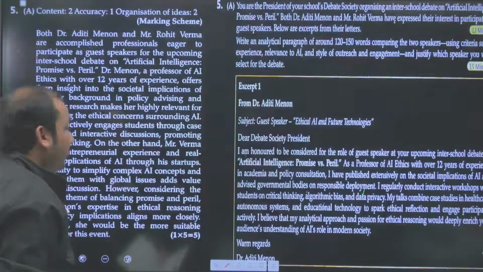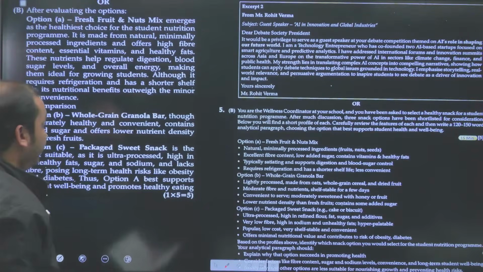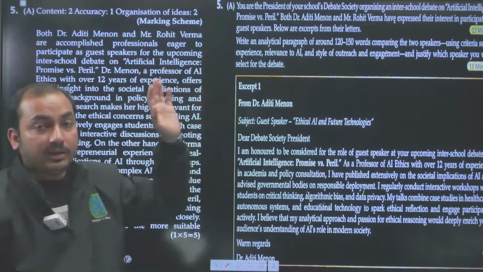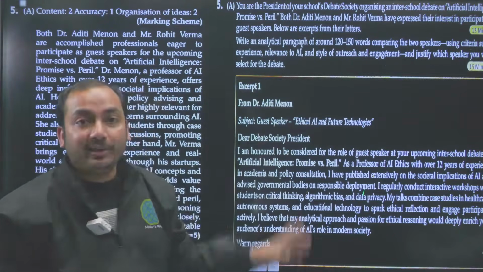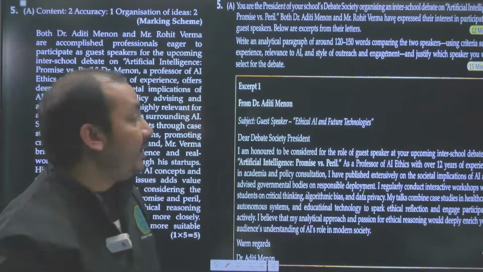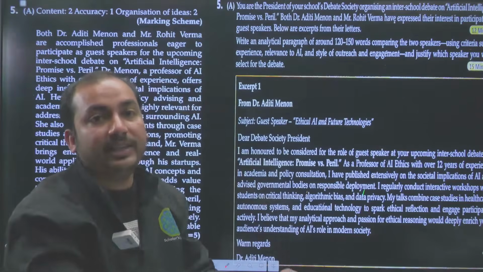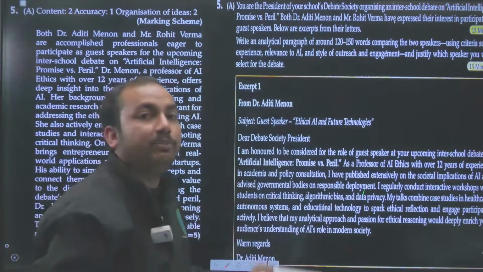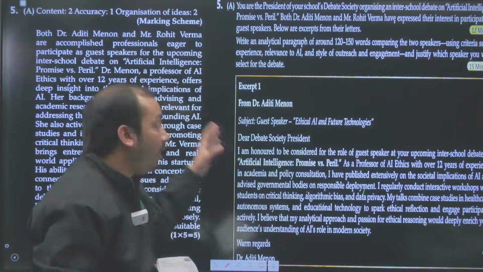Now move to the next question, question number 5. In question number 5, you have been given two different questions. You are the president of your school debate society. This question is also of 5 marks. And here, you don't have to think much. It's a very easy part. Why? Because all the information is already given in the question. You just have to gather it and present it. You will get 5 marks for presenting those ideas, whatever you have been provided already in the question paper. So this is the easiest question among all these questions here.